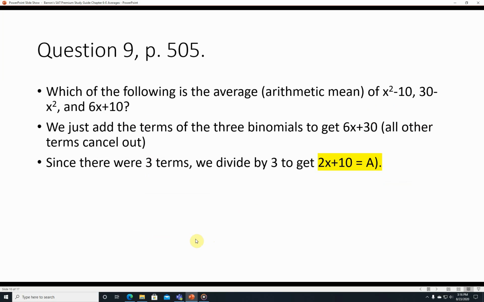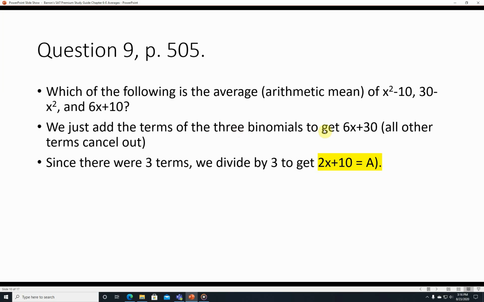All right, question 9, page 505. Which of the following is the average or arithmetic mean of x squared minus 10, 30 minus x squared, and 6x plus 10? Well, we can just add the terms of the three binomials to get 6x plus 30. All the other terms cancel out. See, x squared and then minus x squared, that cancels out. Minus 10 and plus 10, those cancel out. So literally all you end up with is 6x plus 30.